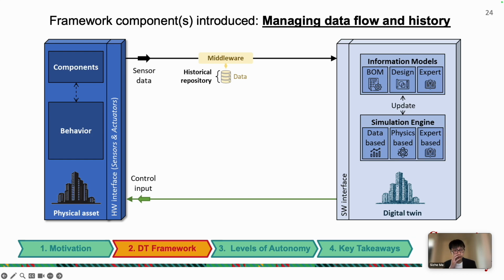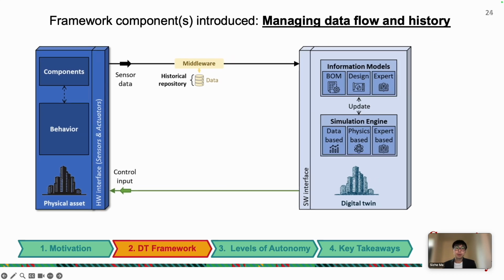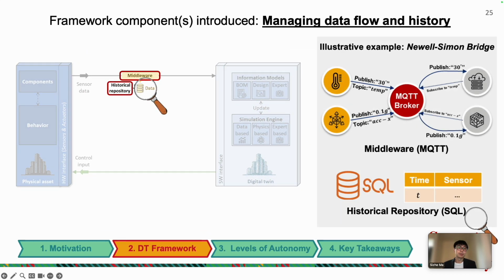Another component we introduce here is the historical repository, which is an external storage system that archives past operational data and often provides a time-indexed record of how the system evolves over time. It also often documents its digital counterpart's evolving situation. Without the historical repository, the digital twin is unable to learn from previous states or project into the future. Within the illustrative example, the middleware could be an MQTT broker that delivers different inputs into different repositories depending on the subscription conditions, and the historical repository could simply be an SQL structured database.